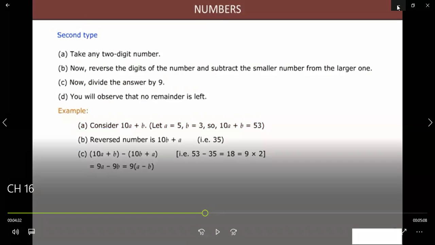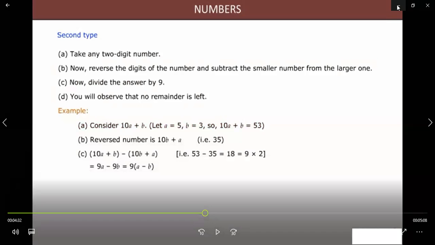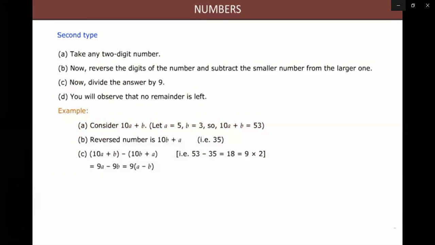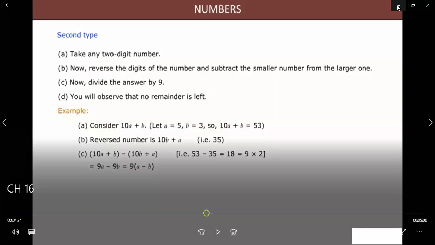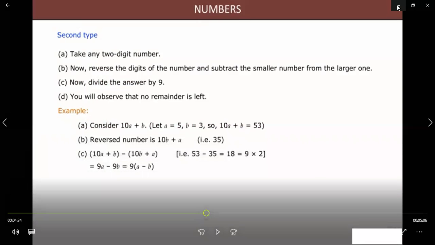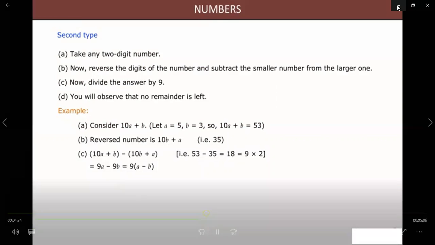So after subtracting the smaller number from the larger one, you will get a number. Okay, now divide the answer by 9. As you can see, no remainder is left, because the number we are getting is always a multiple of 9. Okay, so this was the second number game, and you can check this concept for any two-digit number. The answer will remain the same. You can take any two-digit number and then reverse the digits, then subtract the smaller one from the larger one, then whatever answer you are getting, you have to divide by 9, and you will see that the remainder will be 0, or we can say that no remainder will be left. Got it?